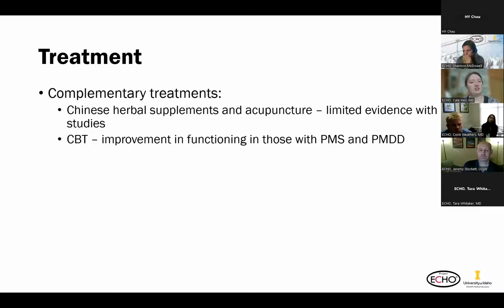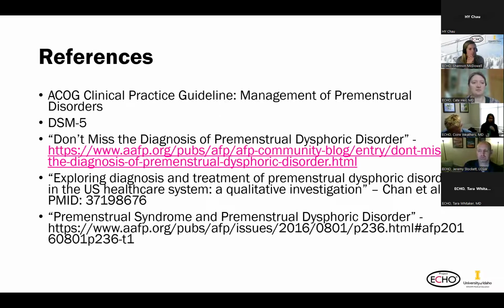And then complementary treatments, what I found was some different Chinese herbal supplements and then acupuncture. There is some limited evidence, unfortunately, but with poor studies, so that's an area that needs a little bit more study. And then there has been shown to be improvement in functioning in those with PMS and PMDD that engage in CBT. And those are my references, and that's what I got.